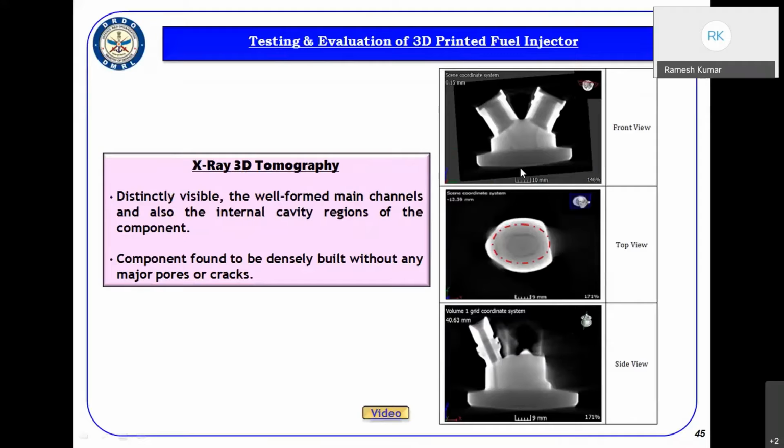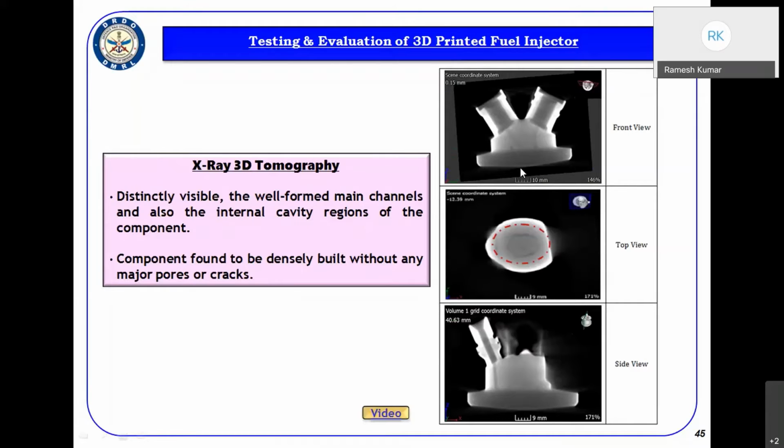This is computer tomography, 3D tomography. From this graphic, we can see the well-formed main channels and also the internal cavity of the component. The component is found to be very densely built without any major pores or cracks. That is the second evaluation we have carried out on this component, and it has given very good confidence that the 3D printed component has come out very nicely after 3D printing.